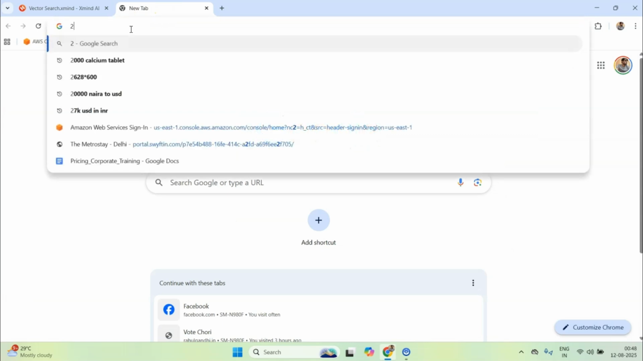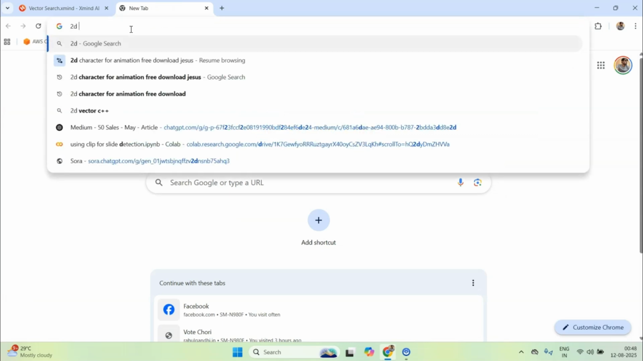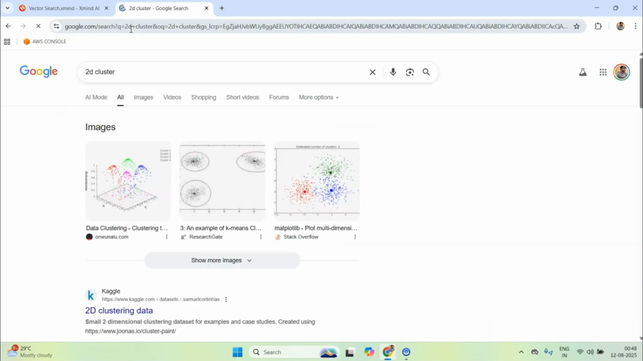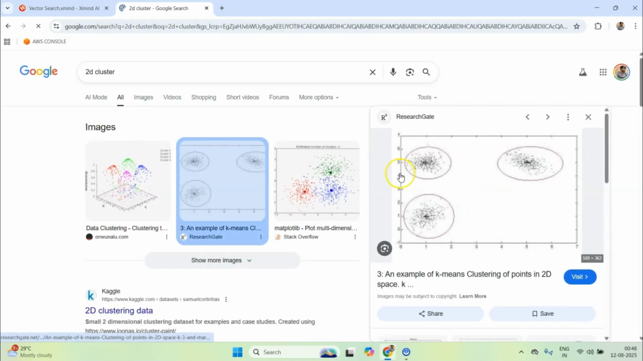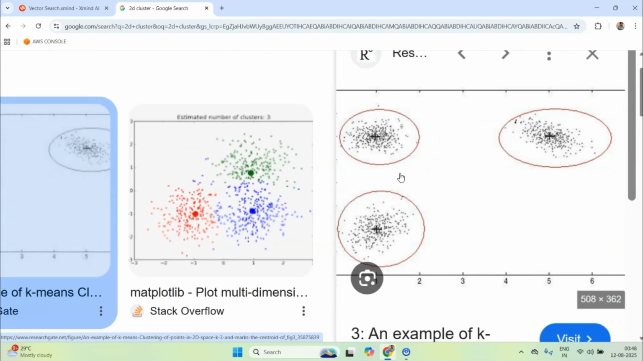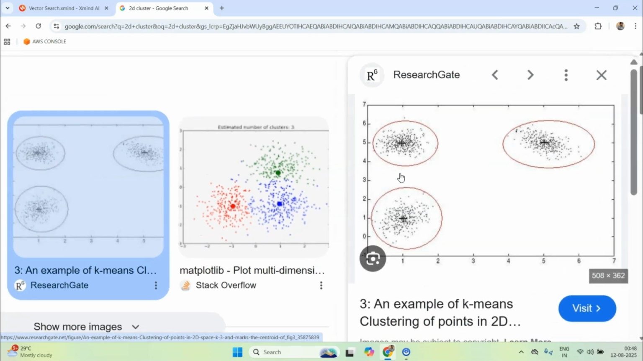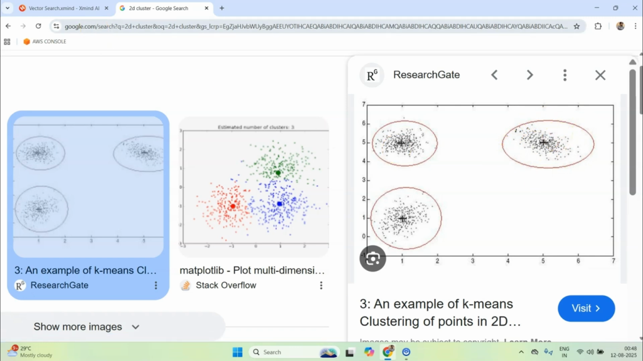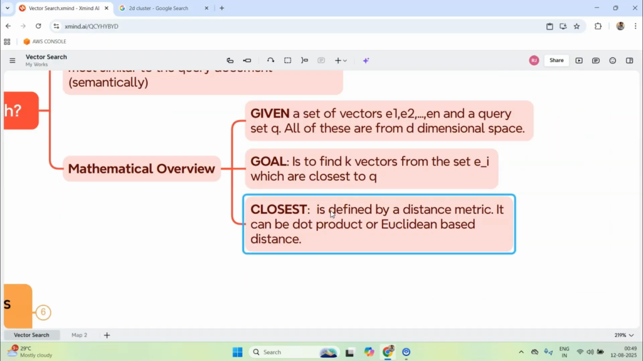But to see what we mean by closeness, let me get a diagram of 2D clustering. You see this? Now suppose I have a query vector, and suppose I'm dealing with a vector where D is equal to 2, so that I can plot them here. If I have a vector somewhere here, it is closest to this set of vectors, right? So that is how we are talking about closeness. This closeness can be defined by either Euclidean distance or dot product distance.